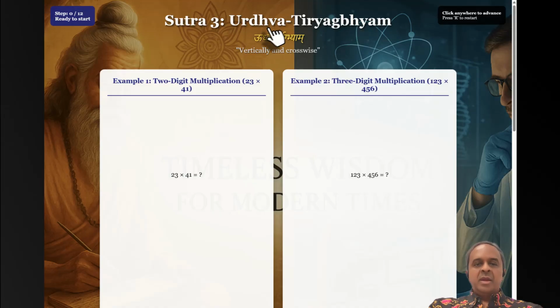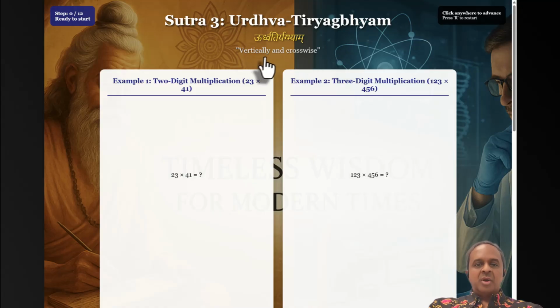Urdhva-Tiryagbyham. Okay. Again, translation of this is vertically and crosswise. Right. So this powerful principle provides an elegant method for multiplication that simplifies complex calculation into a series of simple steps.